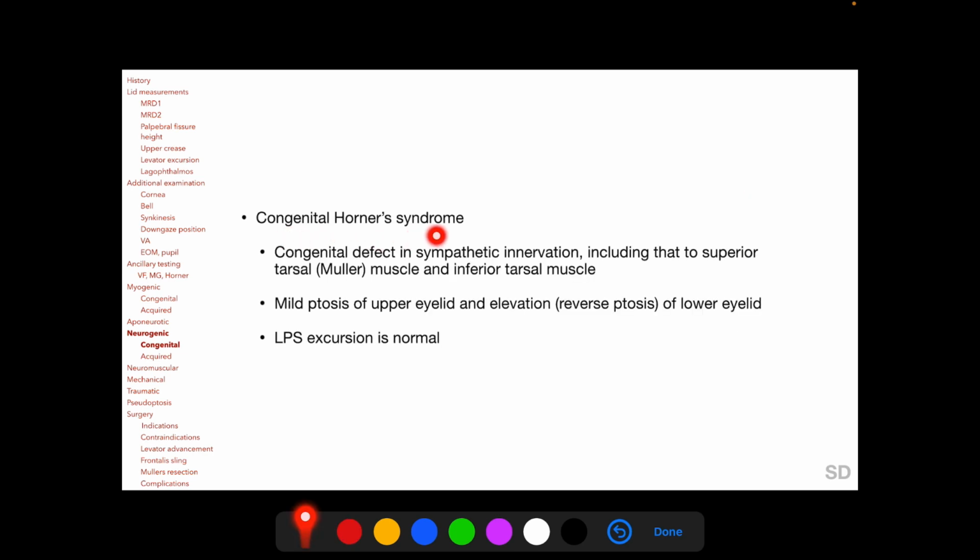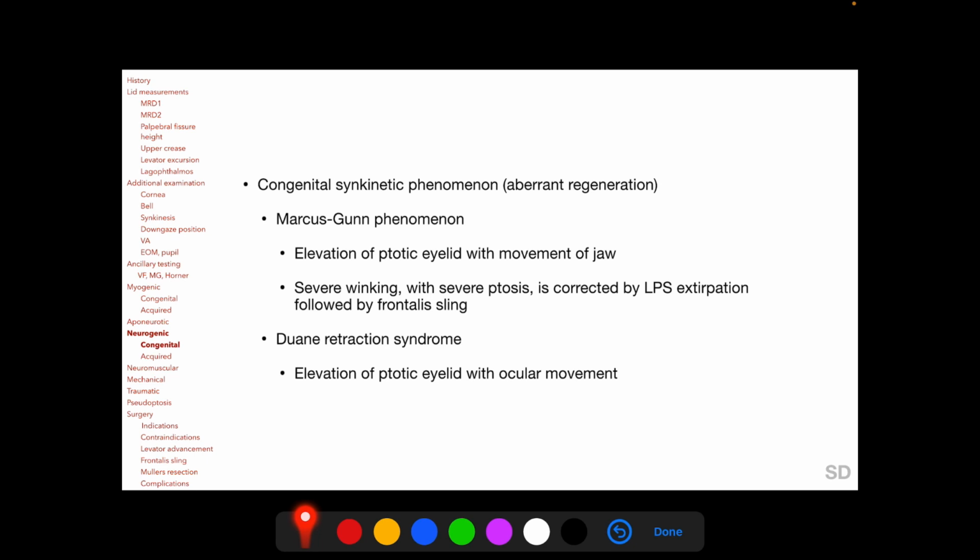In congenital Horner syndrome, there is a congenital defect in sympathetic innervation, including that to the superior tarsal or Muller's muscle as well as to the inferior tarsal muscle. As a result, there is a mild ptosis of the upper eyelid and elevation, also called reverse ptosis, of the lower eyelid. However, the LPS excursion is normal. Certain forms of congenital neurogenic ptosis also have synkinetic phenomena due to aberrant regeneration.